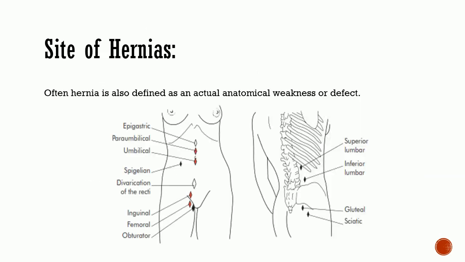Sites of hernia. Often hernia is also defined as an actual anatomical weakness or defect. For example, epigastric, paraumbilical, umbilical, Spigelian, divarication of recti, inguinal, femoral, obturator, superior lumbar, inferior lumbar, gluteal or sciatic.